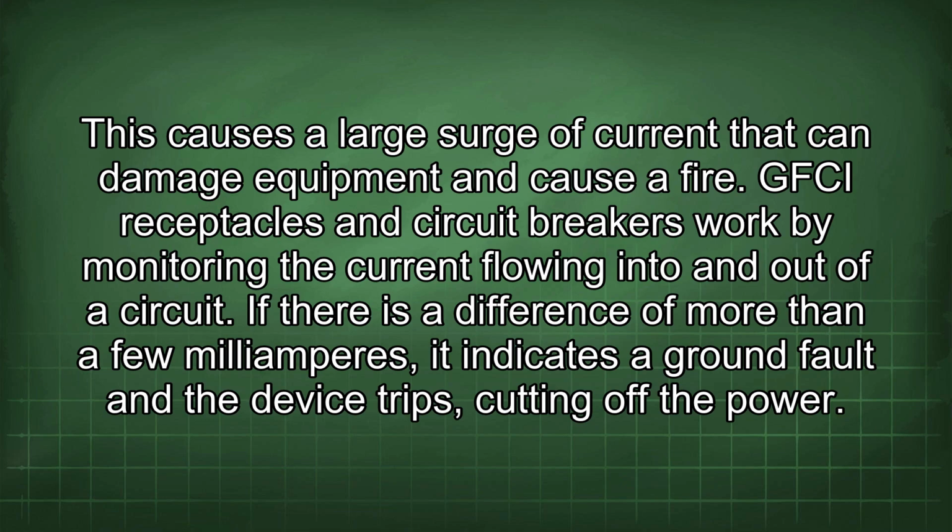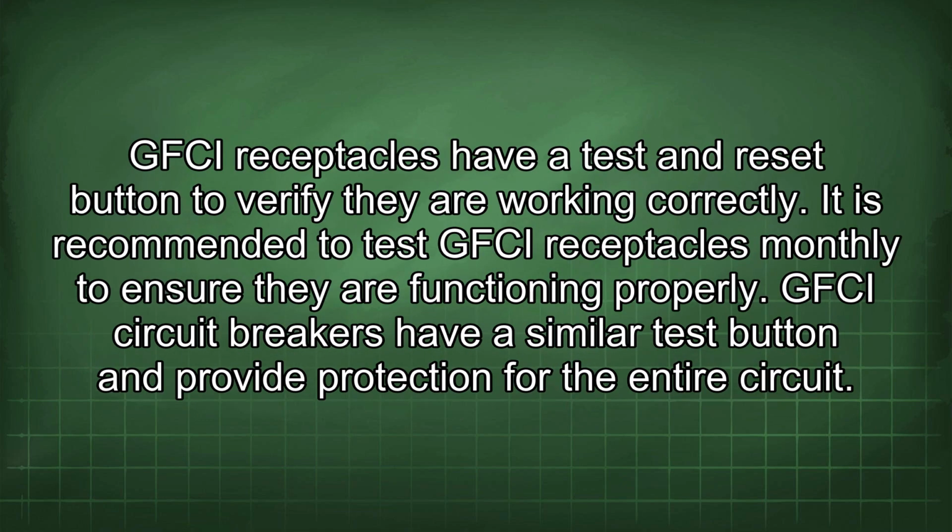GFCI receptacles and circuit breakers work by monitoring the current flowing into and out of a circuit. If there is a difference of more than a few milliamperes, it indicates a ground fault and the device trips, cutting off the power. GFCI receptacles have a test and reset button to verify they are working correctly. It is recommended to test GFCI receptacles monthly to ensure they are functioning properly. GFCI circuit breakers have a similar test button and provide protection for the entire circuit.